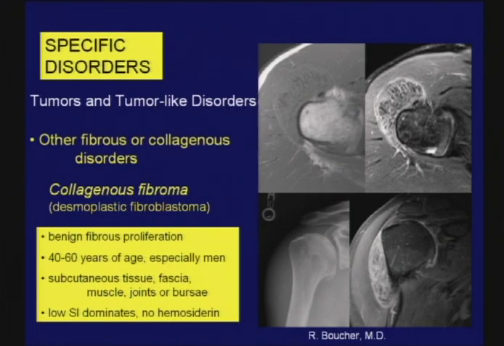The first is designated collagenous fibroma, or a desmoplastic fibroblastoma. This is the only intra-articular case that I have been shown. It occurs in middle-aged persons. Typically, the disorder is one of subcutaneous tissue, fascia, muscle, but it may involve joints or bursa. And low signal intensity is the dominant feature of this particular process, but it is extremely rare.